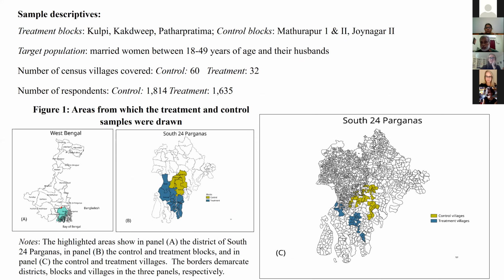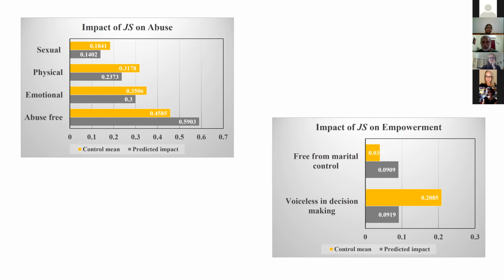The dark blue blocks within the district are the treatment blocks, and the dirty green blocks are the ones which are the control blocks. Now, our targeted population was married women between the ages of 18 and 49 and their husbands. Approximately, we surveyed 3,500 couples in our survey. Now, let's look at the first results.